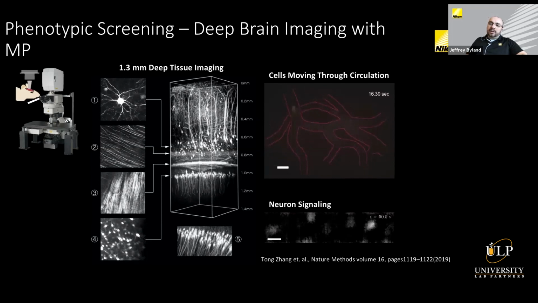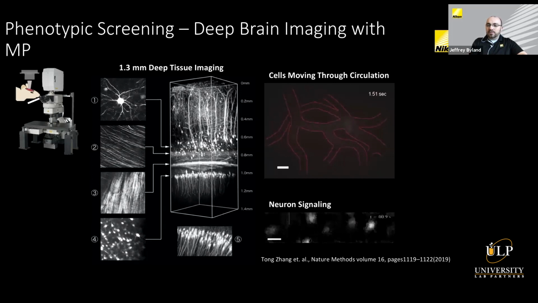So here we can look at, in the top right corner, we see an example from Zhang et al. in a Nature Methods paper that's very nice, where they use multiphoton microscopy, and you can see the movement of cells through the vasculature. And so this shows that we can not only collect very deep data, but we can collect data in real time and on very, very small time scales. So that adds a fourth dimension to the data. Again, increasing the content that you can get and making it even higher content. Here at the bottom, we can see neuron signaling going on.